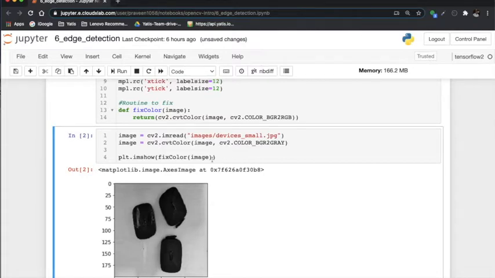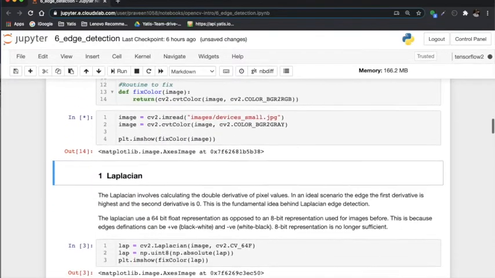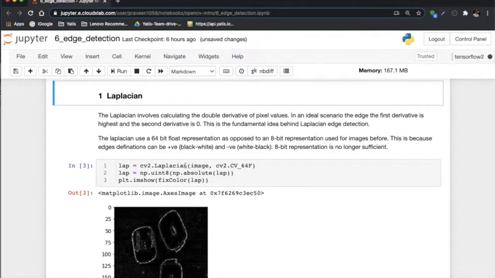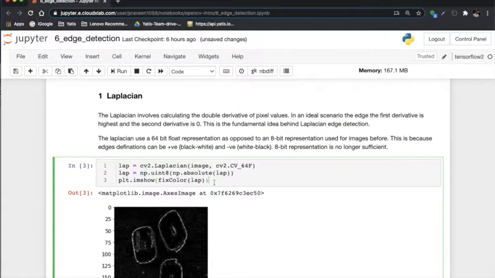And so we will use this picture which I have. This picture is a picture of GPS asset trackers which I've taken from my office, and we will use this picture to run edge detection. Okay, so first let's read it in, and let's first apply the Laplacian. As I just said, the Laplacian involves calculating the double derivative of the pixel values, and it tries to identify the zeros where the double derivative is zero, and that point is identified as the points of transition. So let's just apply that.